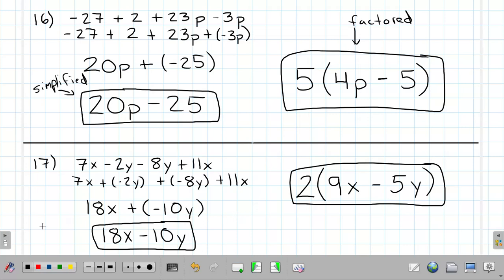And once again, we need both of these technically for the answer to be right, because the question is asking for us to simplify and factor. So we're technically doing two different things here. We're checking two different things. Can you simplify the expression, and can you factor it?